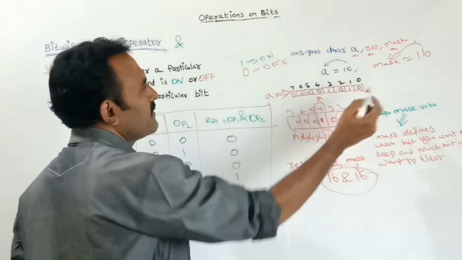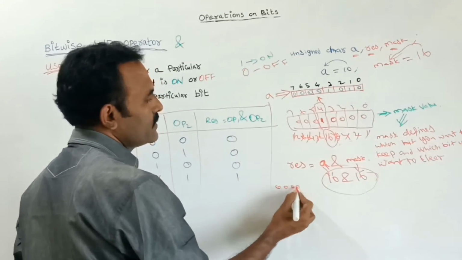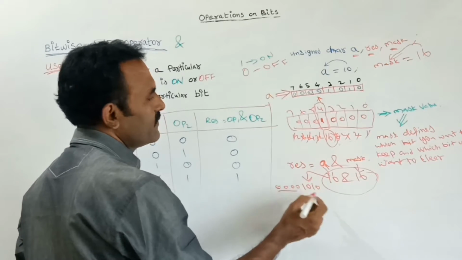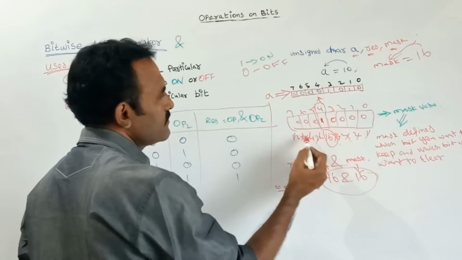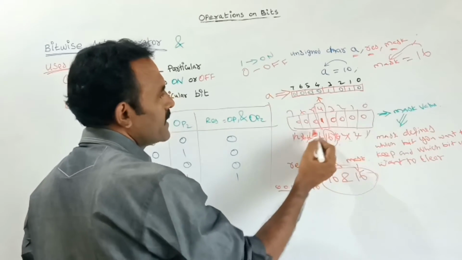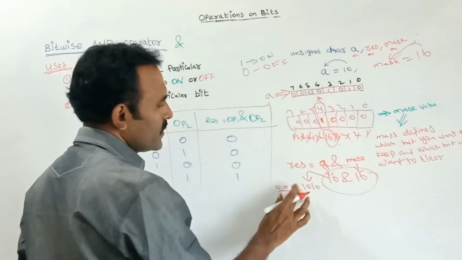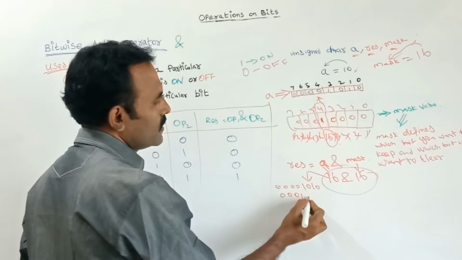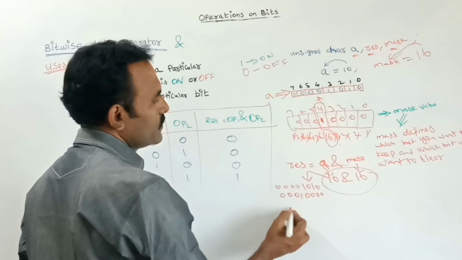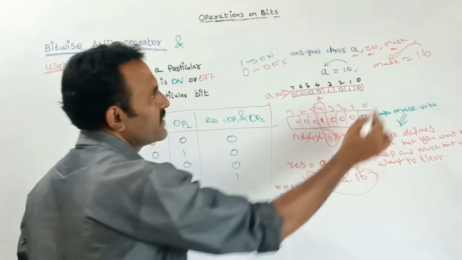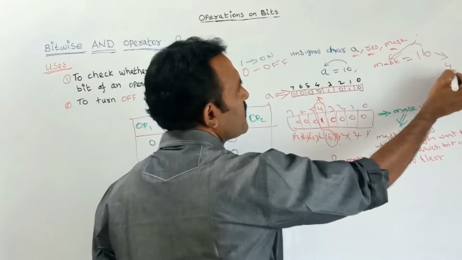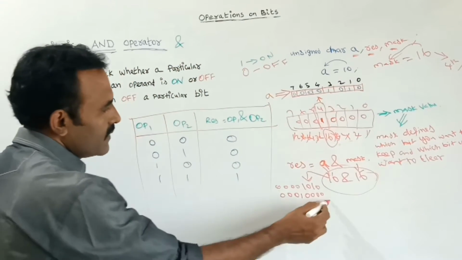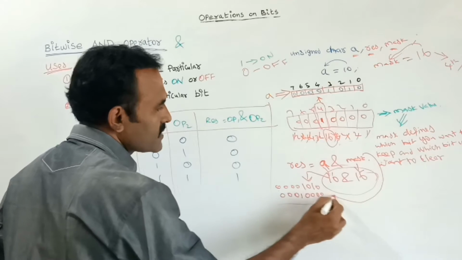So this is the binary value of 10: 0, 0, 0, 0, 1, 0, 1, 0. Next, what is the binary value of mask? Here this is the mask value: 0 0 0 1 0 0 0 0, because if it is 16, we are going to find the fourth position value. So this one is the mask value.